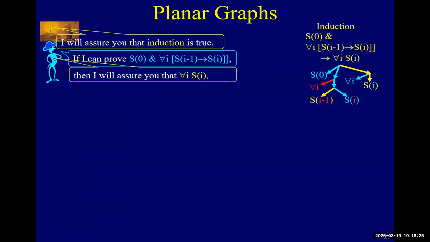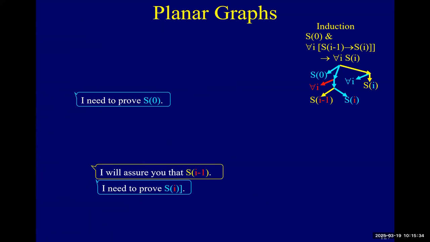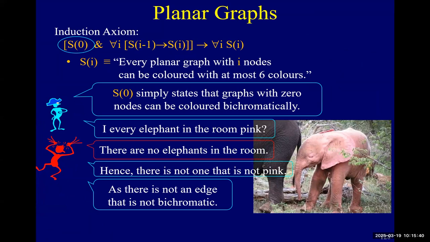All right, first we do induction. We prove S of 0, and then we prove the inductive step. So how do we prove S of 0? Well, we're talking about graphs with no nodes. Are all the elephants in this room pink? Yes. Is there a coloring that colors them all? Well, there are no nodes to color. Are all edges bichromatic? Well, there are no edges, so they're bichromatic. Everybody good with that?